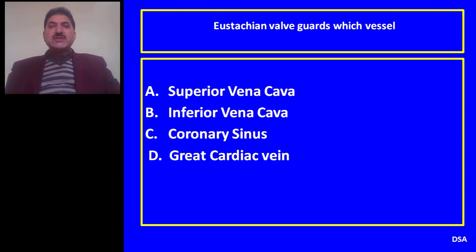Our next question is, Eustachian valve guards which vessel? Superior vena cava, inferior vena cava, coronary sinus, great cardiac vein. Superior vena cava is valveless. Inferior vena cava is guarded by Eustachian valve. The valve of coronary sinus is called Thebesian valve. So B is the correct option.